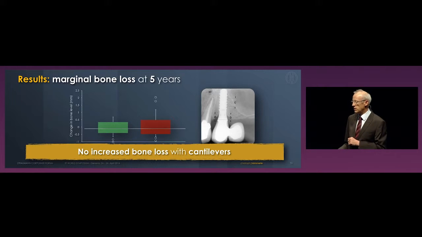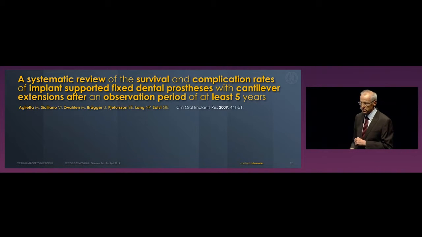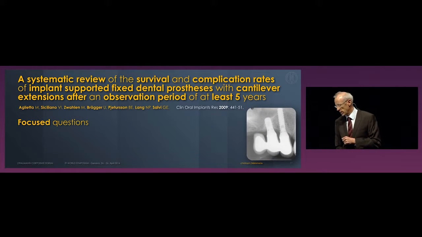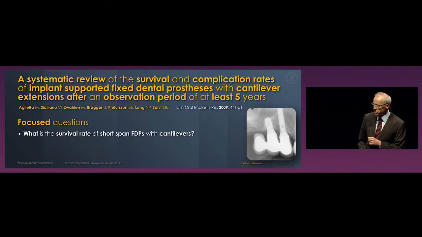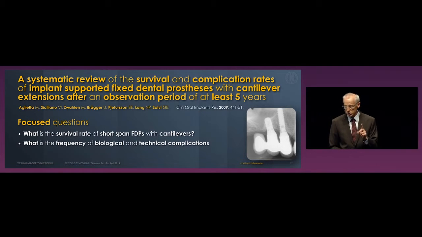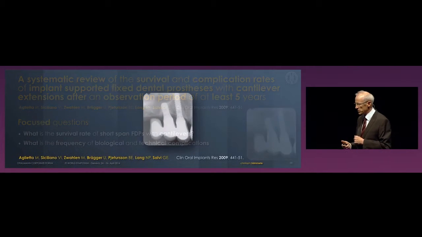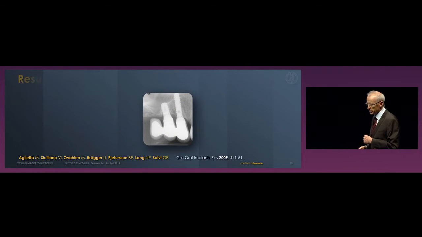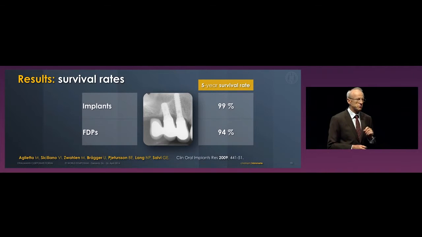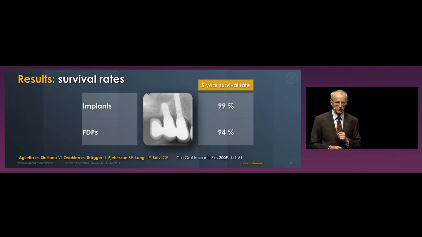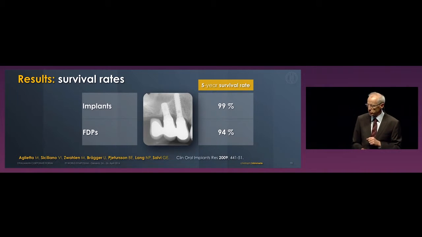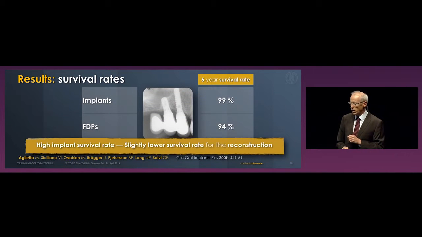If we go to a systematic review published by Alietta, the study group of Klaus Lang from Bern, the focus question was: what is the survival rate of short span FDPs with cantilevers? What is the frequency of biological and technical complications? And just to come to the results, they had 99% survival of the implants at 5 years. Survival of the reconstructions was a little bit lower. So high implant survival rate, slightly lower for the reconstruction, but no loss of osseointegration.